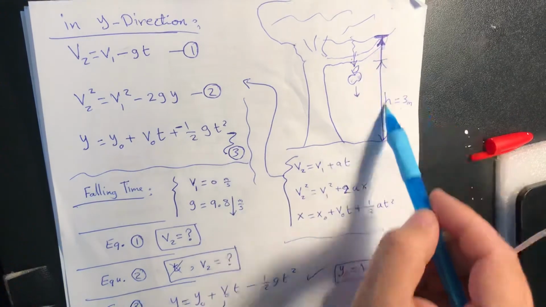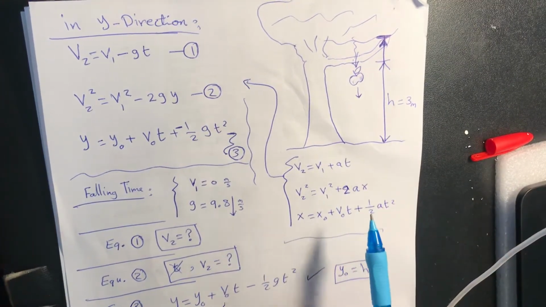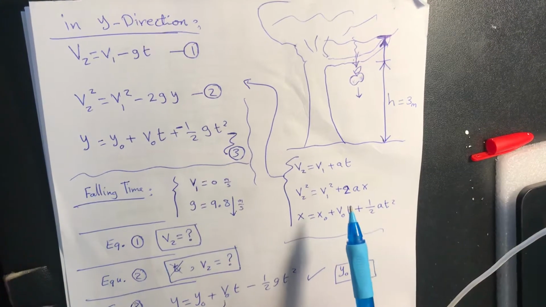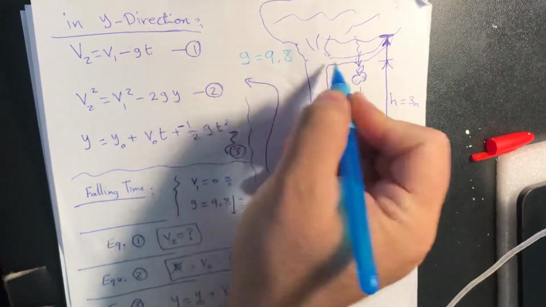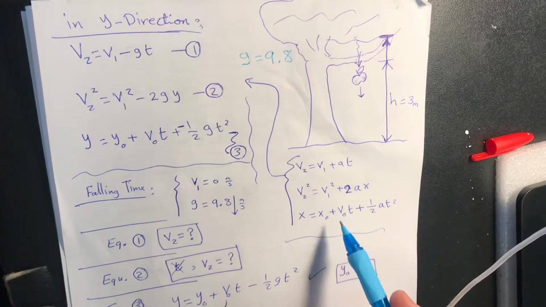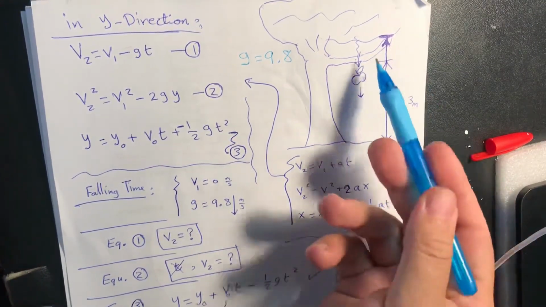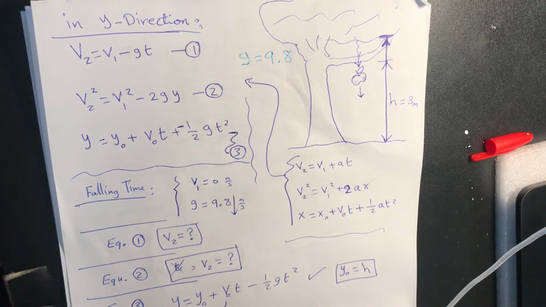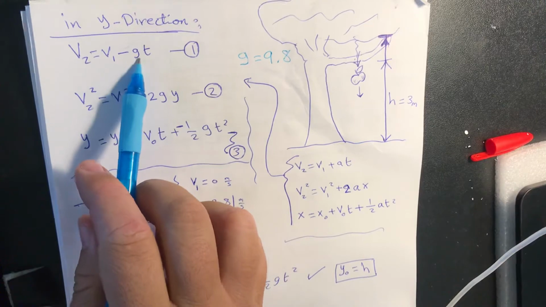But we are in the y direction, and the acceleration in this case is the acceleration due to gravity, which is g, which is equal to 9.8 meters per square second. So our equations will be reformatted to be suitable to our example. For example, the first equation will be v2 is equal to v1 minus g t.